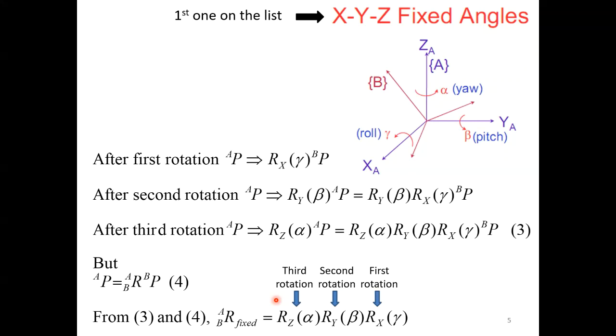Now, we have a question. In engineering, in robotics, which one of these two actually makes sense? Fixed angles or Euler angles? The answer is Euler angles.